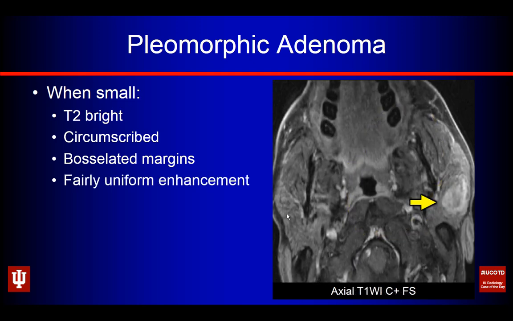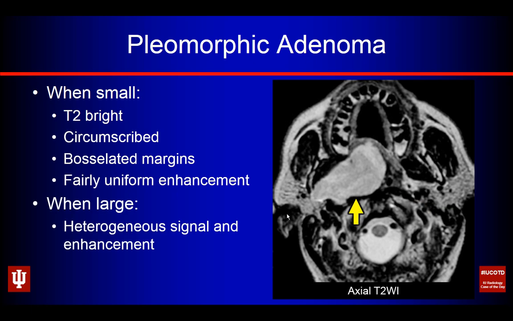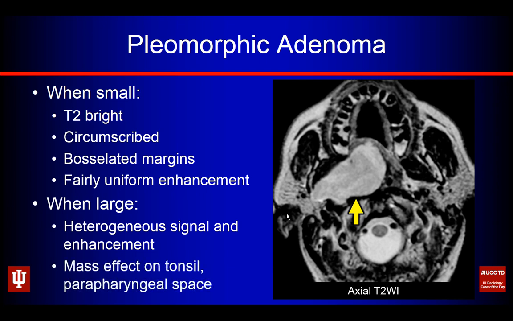They tend to enhance fairly uniformly, especially when they're small. When they get bigger, that enhancement and that signal becomes more heterogeneous. And when they get very large, particularly if they're coming from the deep lobe, as this one is, they can exert mass effect on the palatine tonsil, the aerodigestive tract, and the pharyngeal mucosal space. So they can get quite big. And there's honestly very few tumors that live in the deep lobe of the parotid that get this big without killing you, but yet look so benign, kind of with this pear-shaped configuration. When you see that, that's almost always going to be a pleomorphic adenoma.